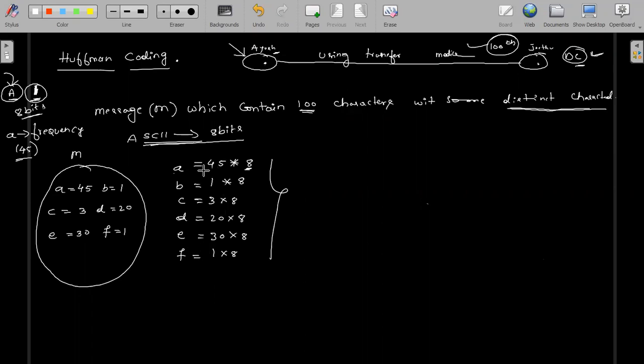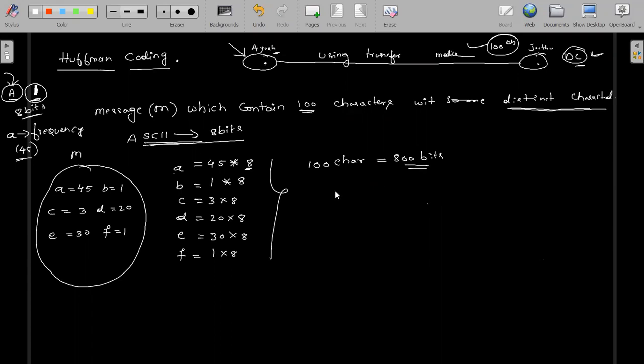For each and every character, I am providing 8 bits. 8 bits for 100 characters. So totally, if you calculate, how many bits will it be? Totally 800 bits. For 100 characters, it is taking around 800 bits. Yes or no? 800 bits. If you calculate 1 into 8, and so on, you will get totally 800 bits.